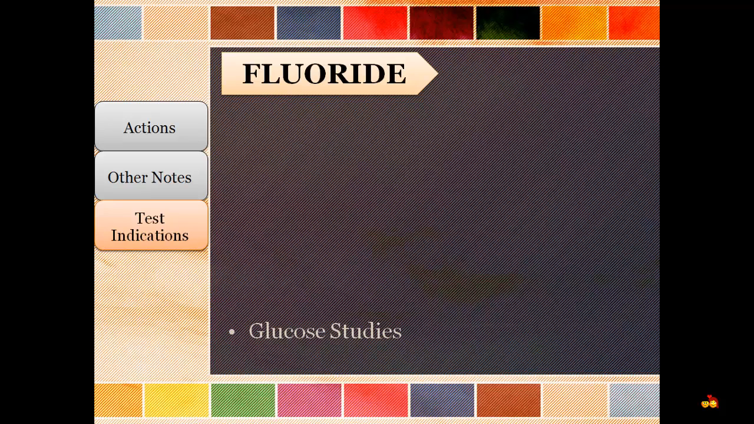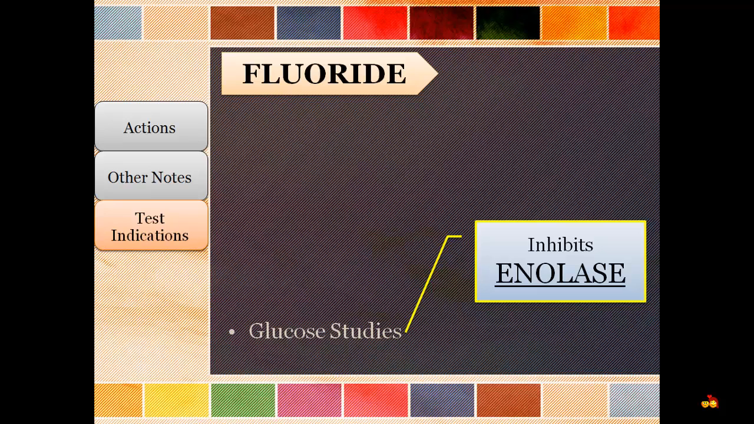Therefore, maalala ninyo, fluoride is both anticoagulant and preservative. Therefore, with the use of your fluoride, your glucose is being preserved. Very good. So, therefore, pag andyan pala si fluoride, your glucose will not be consumed. Mapre-preserve si glucose. Paano? Paano nangyari yun? Well, basically, your fluoride will inhibit enolase.